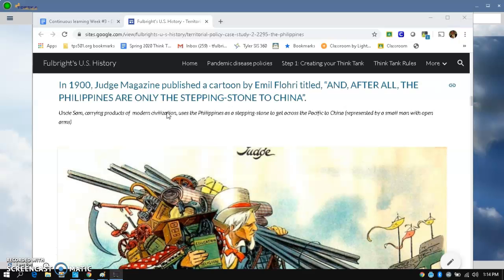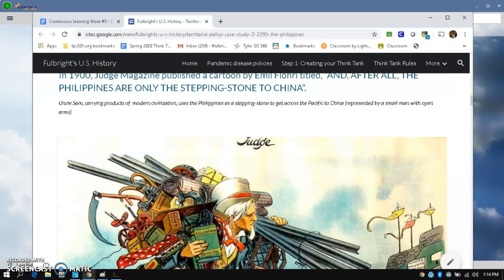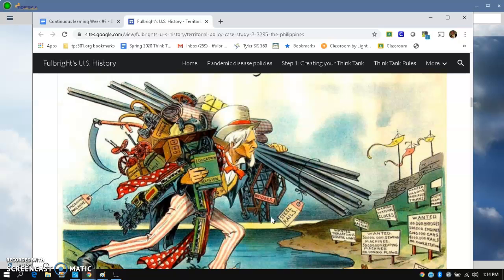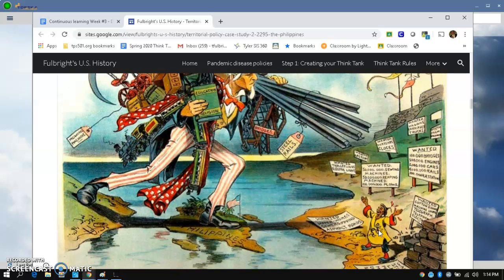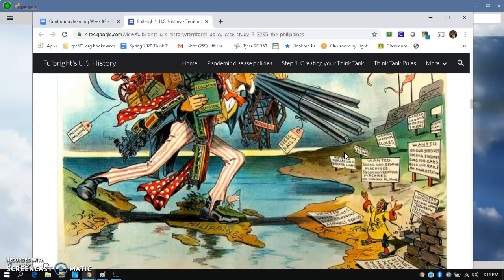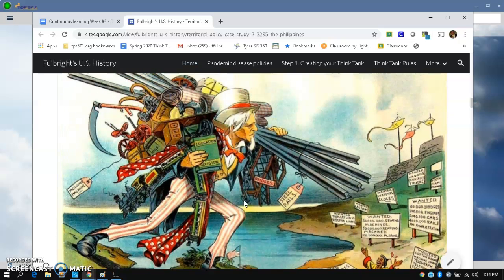For our other piece of evidence, we're going to look at this cartoon titled, "And After All, the Philippines Are Only a Stepping Stone to China." We have in this cartoon Uncle Sam carrying a number of different goods. He's carrying them over to China. China wants to buy these products. These products were made in America.